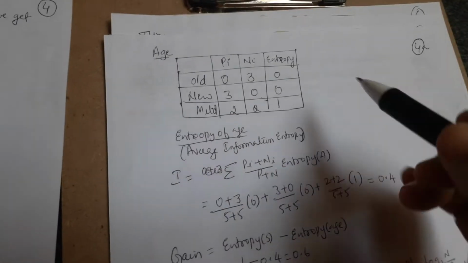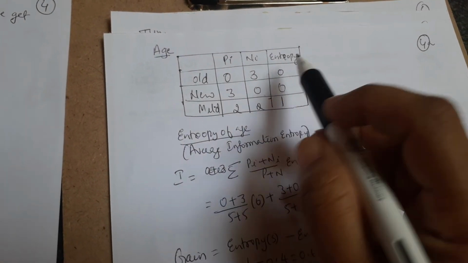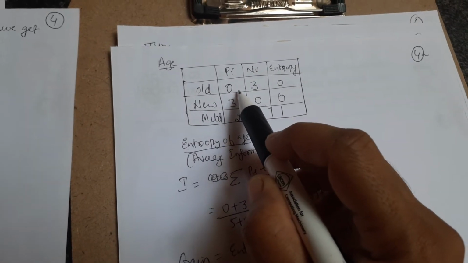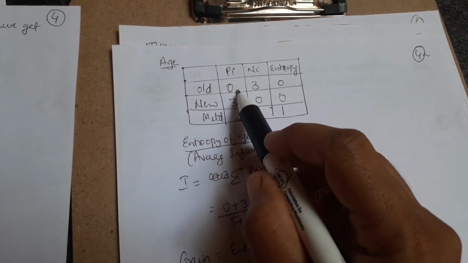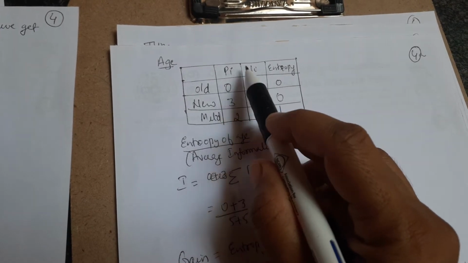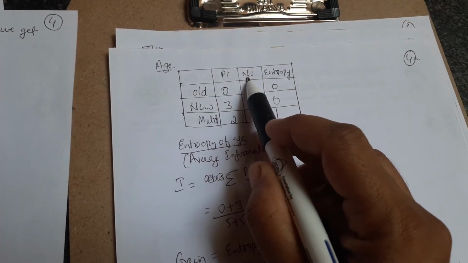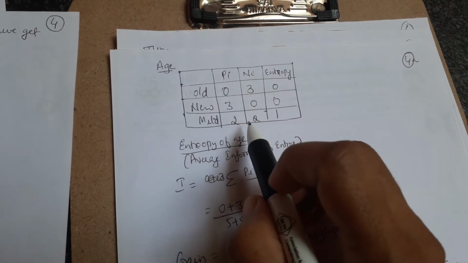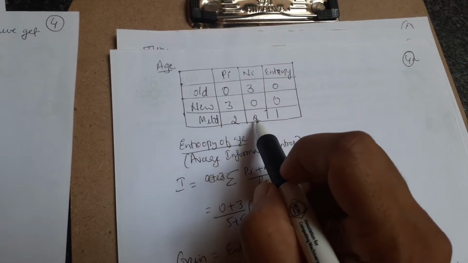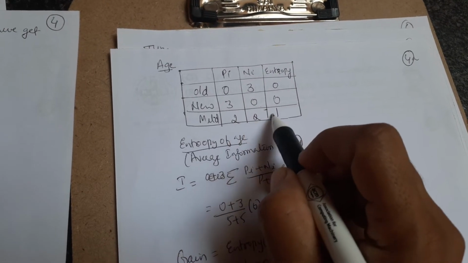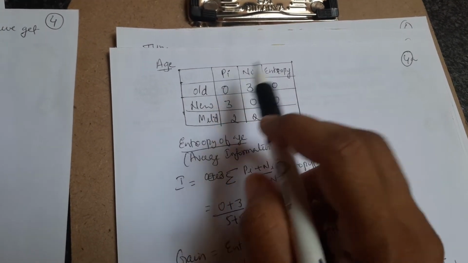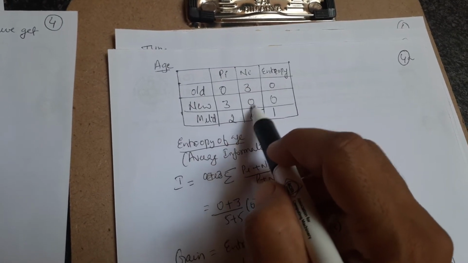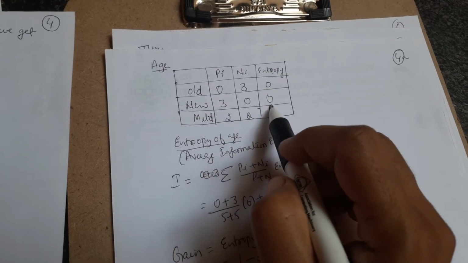Correspondingly, you have to calculate the entropy with these two values. Once you know the positive and negative example counts, you can directly calculate the entropy. If there are equal numbers of positive and negative examples, 2 and 2, then entropy is 1. If there are only positive examples and no negative examples, you can directly take entropy as 0.